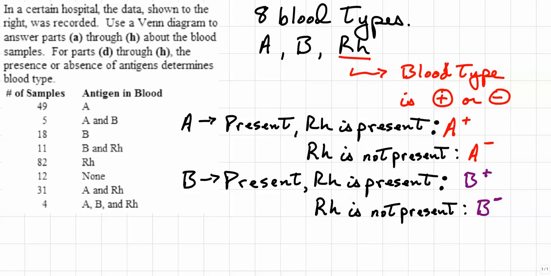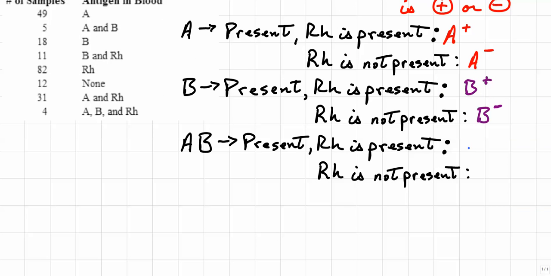Then we have the option of having both A and B being present. And once again, we will have the option of RH being present and RH being not present. If RH is present, that's AB positive. If RH is not present, that is AB negative.